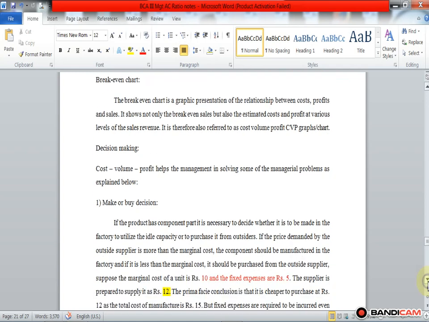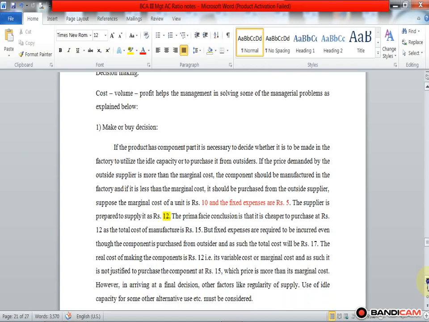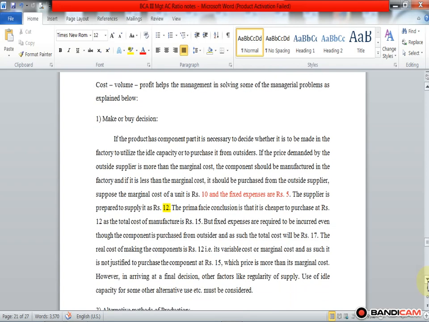First is the make or buy decision. Whether the component is made in the factory, or purchased from outside suppliers, depends on this decision of the management. So here, if the product has a component part, it is necessary to decide whether it is to be made in the factory to utilize idle capacity or to purchase it from outsiders.